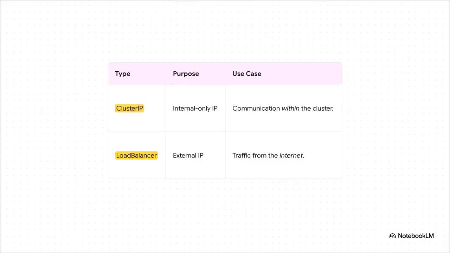And you've got a couple of common flavors of these services. The default one is called a cluster IP, and that's for internal communication only, like your application talking to its database. But if you need to talk to the outside world, you use a load balancer.